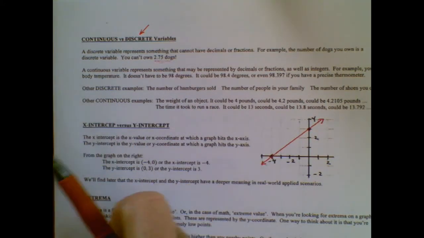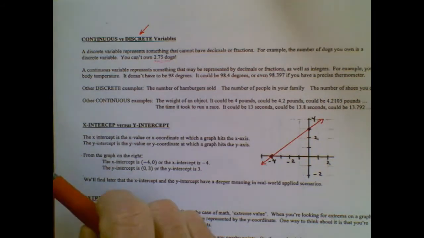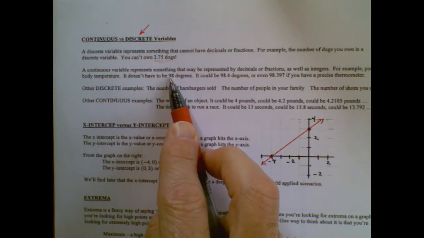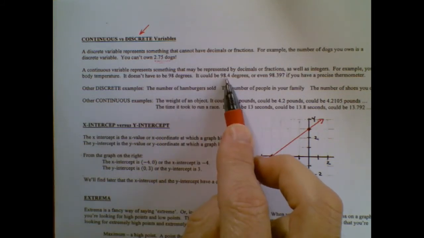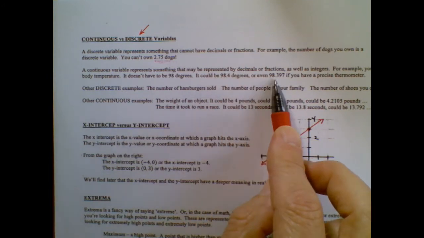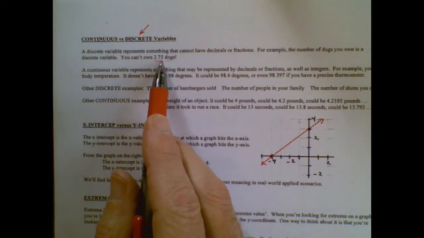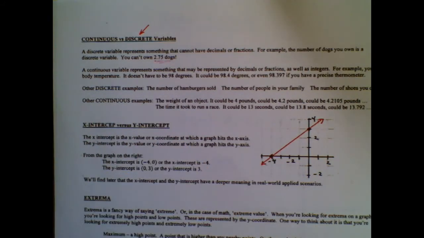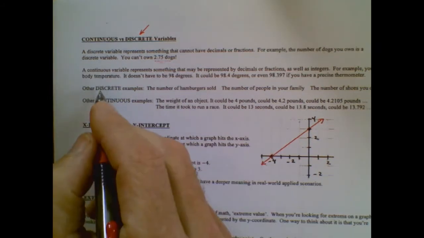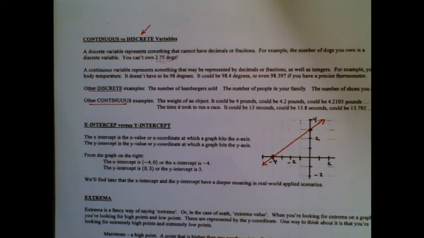The example I used for a continuous variable is your temperature. You could have a thermometer that says 98 degrees, but a better, more precise thermometer could say 98.4, and an even better thermometer could say 98.397. So your temperature is something that doesn't have to be an integer. You don't have to have 98 degrees for your temperature. It could be somewhere in between. But you can't have in between 2 and 3 dogs. You either have 2 dogs or 3 dogs. So like I said before, go ahead and read through this stuff and have it make more sense for yourself. But that is the difference between continuous and discrete variables.